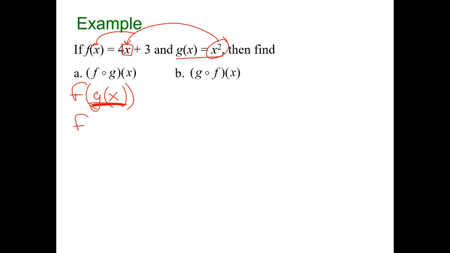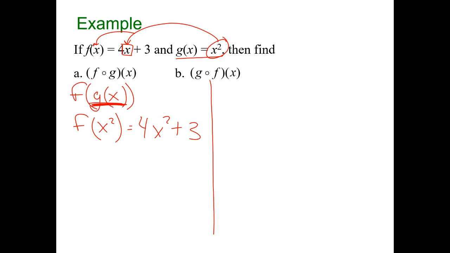So f of x squared, g of x is x squared, so I have f of x squared. I replace g of x with x squared. And then I just take this and plug it into my new function. f of x is 4x plus 3, so f of x squared is 4x squared plus 3. I replace one function into the other.